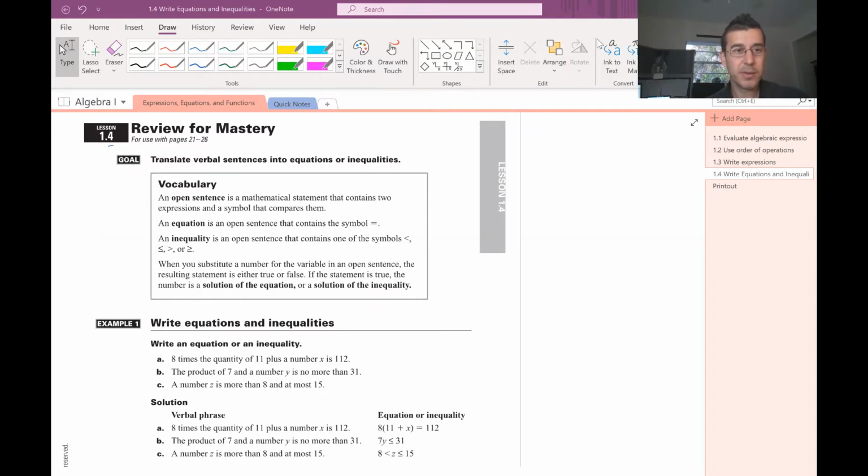We are continuing with section 1.4 today. We are finishing up section 1.4. We are looking at the review for mastery problems, as well as mixed problem solving and challenge practice problems. Altogether about 27 or so problems today. So let's start.